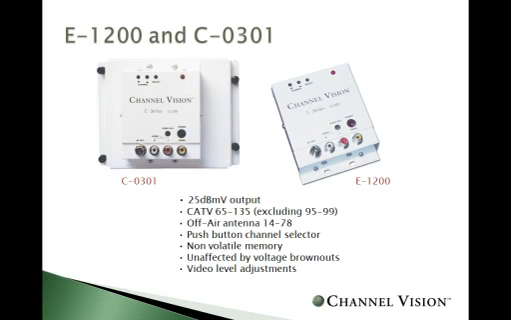For your choice of modulators, we'll begin with the E-Series, the E1200 to be specific. This is a single input modulator, perfect for a DVR application or a single camera application. You can have a 25 dB output and modulation on the cable TV spectrum, from 65 to 135. With a single push button selector to change your channel and non-volatile memory which is unaffected by brownouts, this is a cost-effective solution to distribute video from one source.